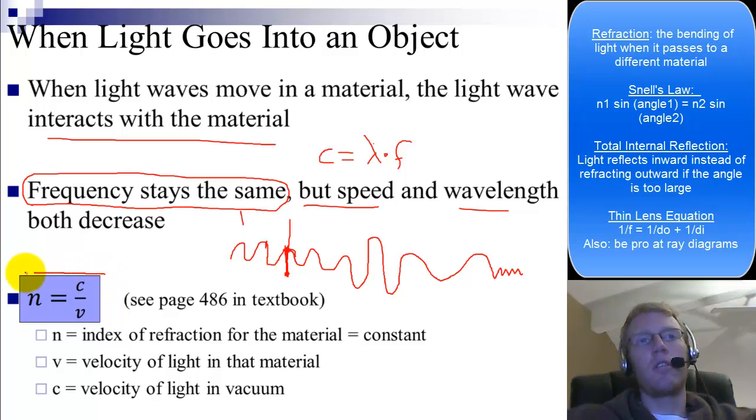And here's the equation which tells you how much the speed decreases. Each material, based on how much the speed of light slows down, is given an index of refraction value. So N here stands for index of refraction.